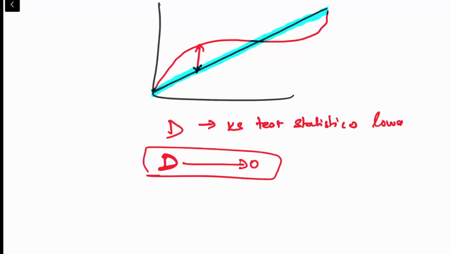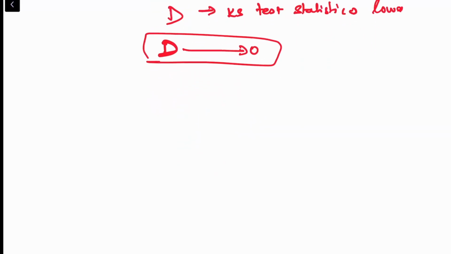If KS test statistics is small, the model is good, and if it is large, the model's risk forecasts are inaccurate. Clear? Write down the limitations of this model.